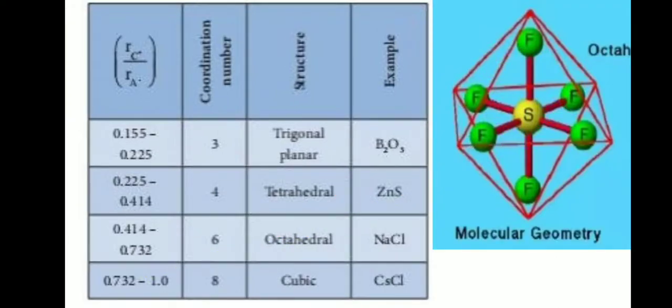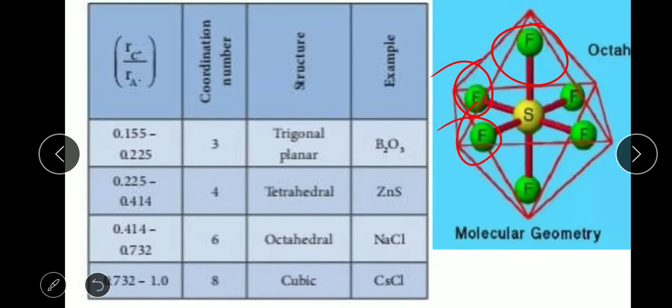Next one, octahedral. Octahedral coordination number 6: 3, 4, 5, 6. For example, NaCl or SF6, or IF6, etc. Radius ratio 0.414 to 0.732.